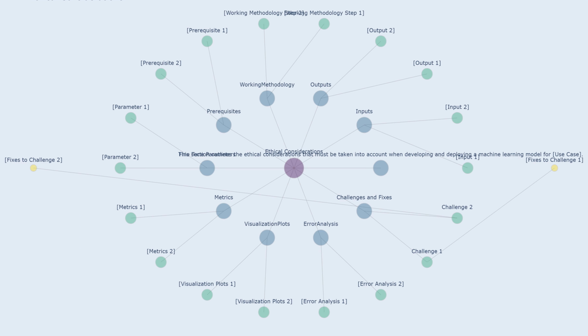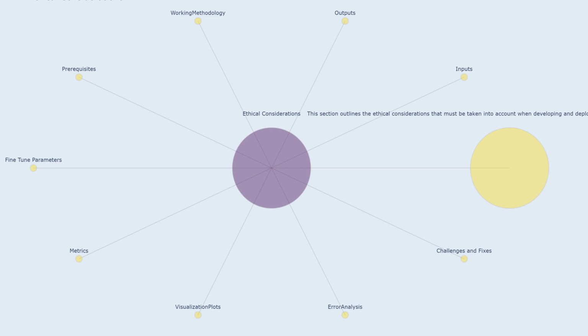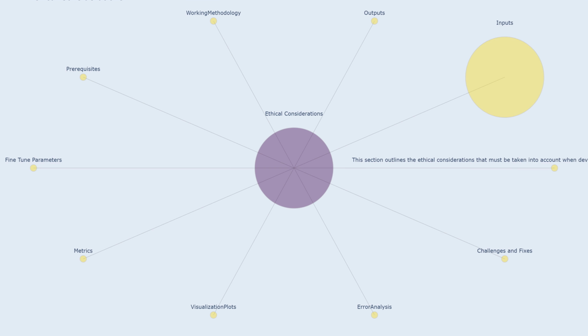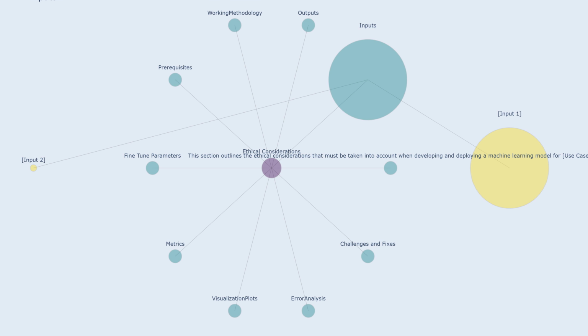Ethical considerations. This section outlines the ethical considerations that must be taken into account when developing and deploying a machine learning model for fraud detection in financial transactions. Inputs. Transaction data. This includes information such as the amount of the transaction, the merchant, the location, the time of the transaction, and the account holder's information.